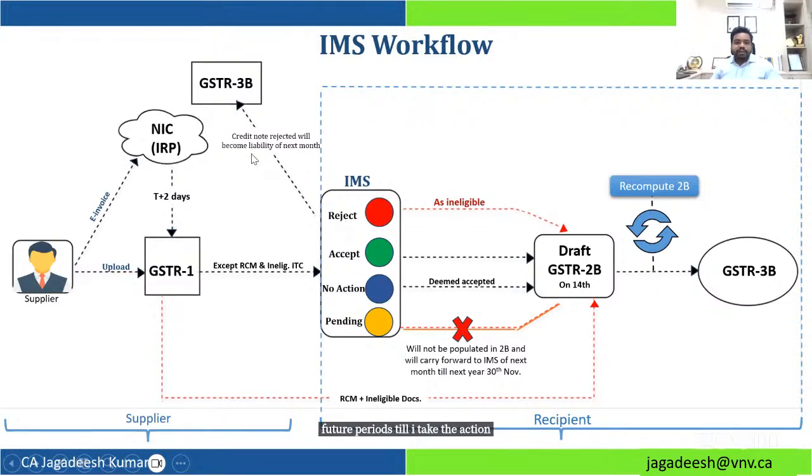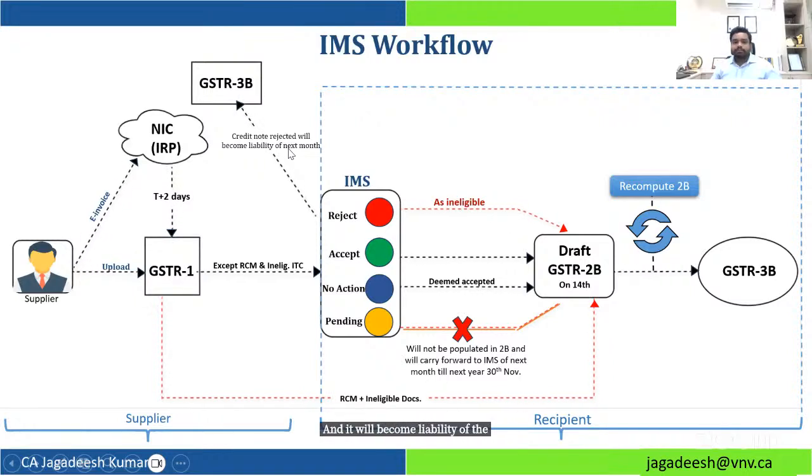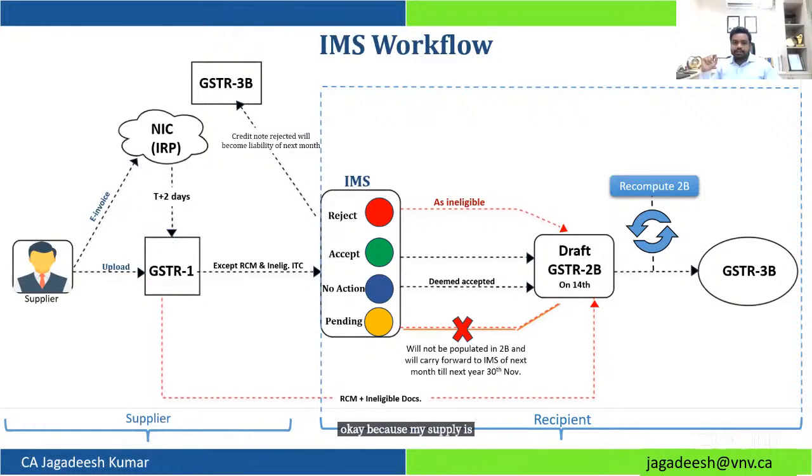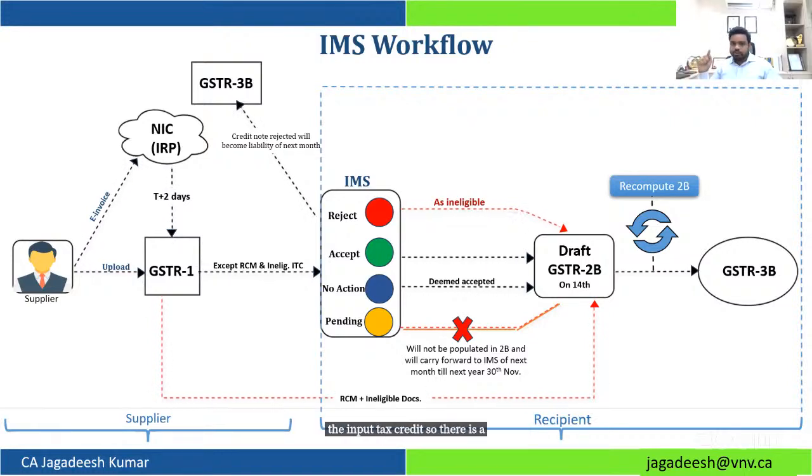So if I reject the credit note, it will become a liability of the next month to my supplier. Because my supplier is reducing the liability by issuing the credit note, and here I am not reducing the input tax credit, so there is a revenue loss to the government. So that's the reason the government has put this condition.